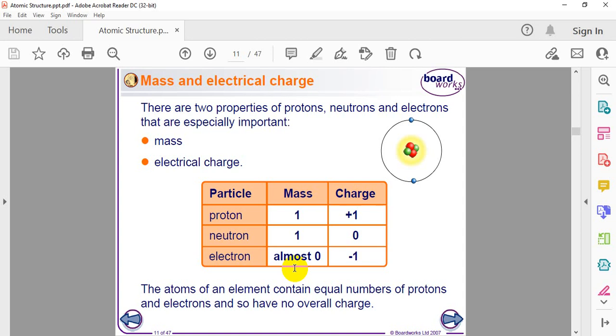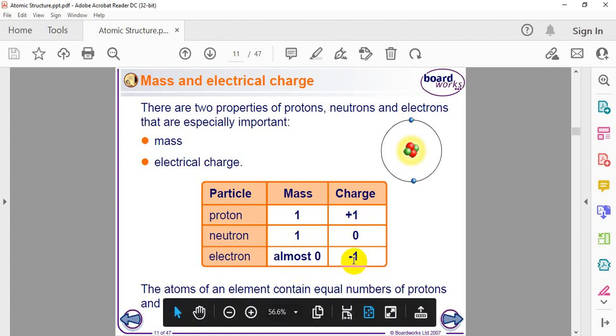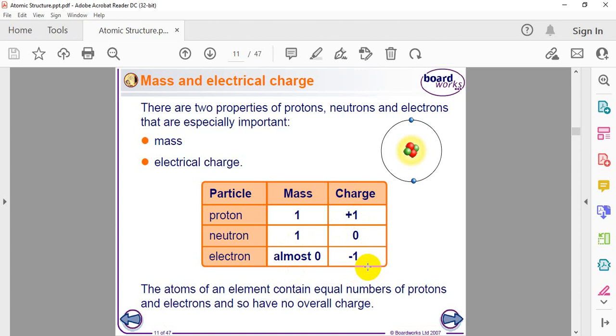If you are judging a case of 2 people, you don't belong here or there unless you take a bribe. Then you can go and belong here or there. But if you are not a bribe taker and you are a judge, you are a neutral judge. You are 0. Your charge is 0. You are not attracted to the positive, which is proton, or the negative, which is electron. The atoms of an element contain equal numbers of protons and electrons, and so have no overall charge.